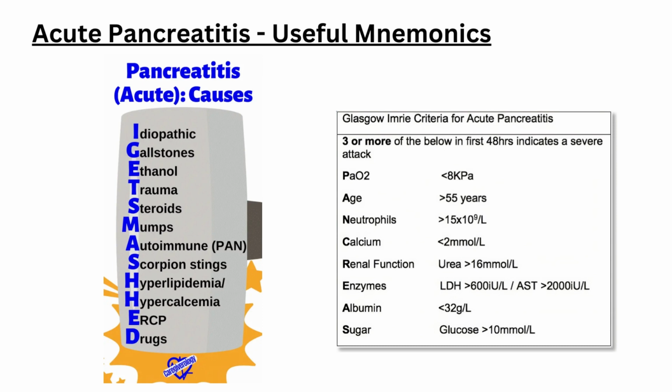So you can see on the right the mnemonic PANCREAS: a PaO2 of less than 8, age over 55, neutrophils, hypocalcemia, a urea of over 16, enzymes, high AST and LDH, low albumin, and high sugars. Having three or more of these criteria would indicate that the patient has severe pancreatitis and requires hospital admission.